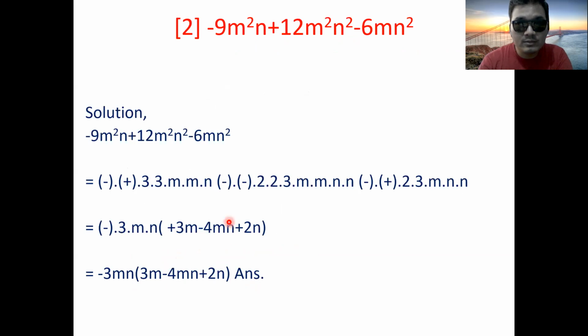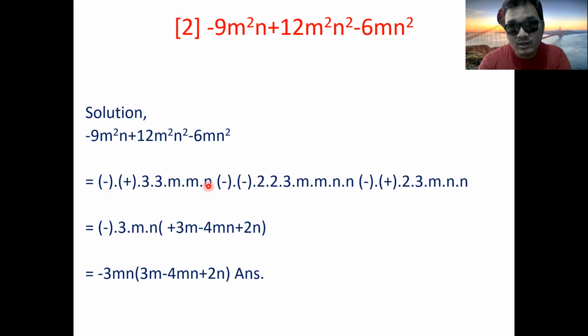And here, look here. This is minus 9m square n plus 12m square n square minus 6mn square. Write the solution, write the question again. As I told you, in minus there is minus into plus sign. 9 means 3 into 3, and m square means m into m, and n only 1.